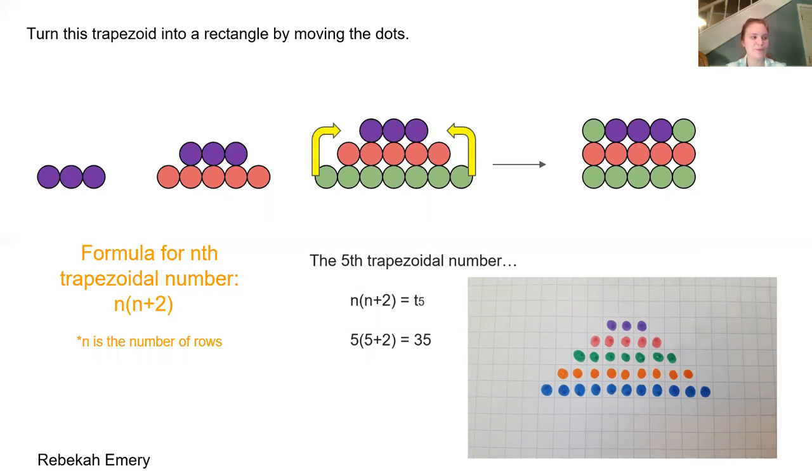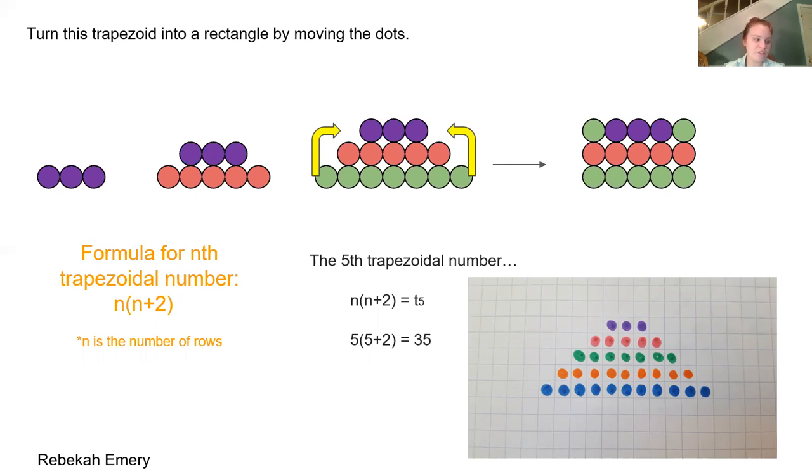Moving to the second trapezoid in the sequence, you can see that we added an extra dot on each side to make a total of 5 dots in the pink row. Our trapezoidal number for this shape is 8. Let's see how this looks using our formula of n times n plus 2. Substitute n with 2, and you get 2 times 2 plus 2, which is 8.